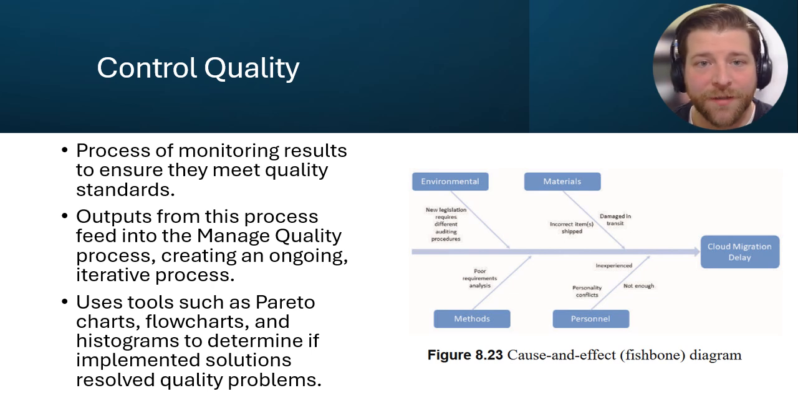The control quality process is a process of monitoring the results of the project to ensure they meet the quality standards. Tools used for this are inspections, statistical sampling, and even surveys sent to customers. The results are then fed into tools such as Pareto charts, flowcharts, fishbone diagrams shown on the right, and histograms to determine solutions to problems. These solutions are then fed into the managed quality process, and then control quality starts again.